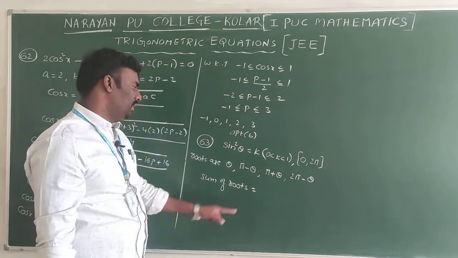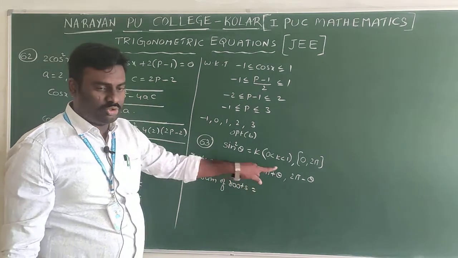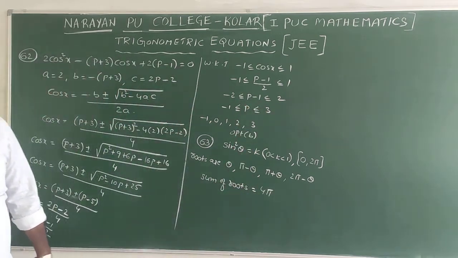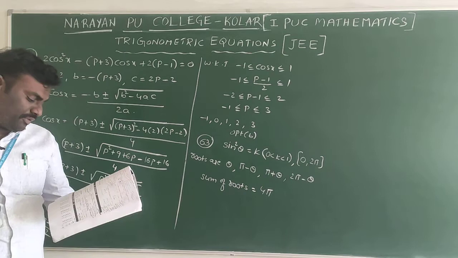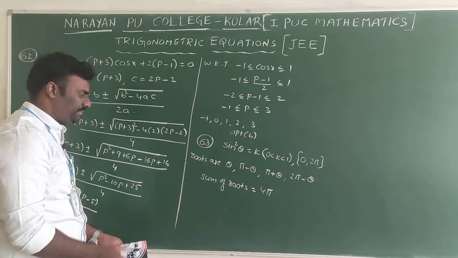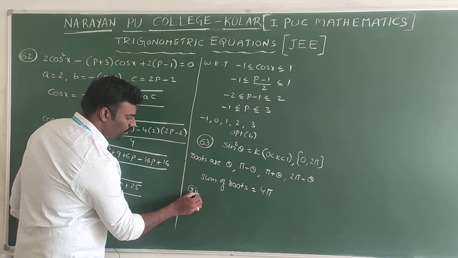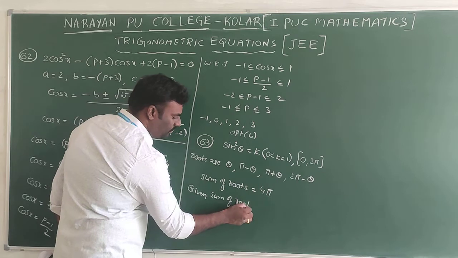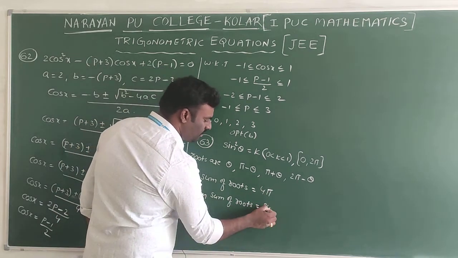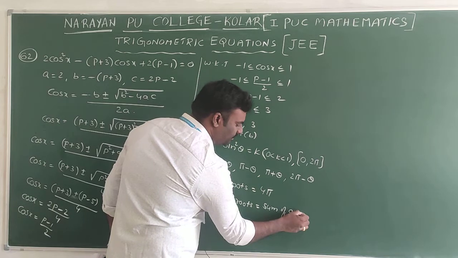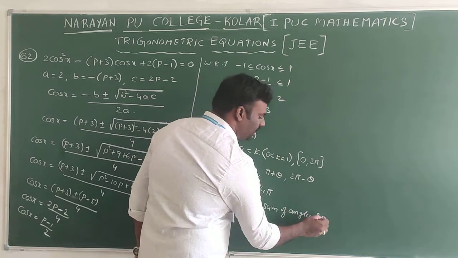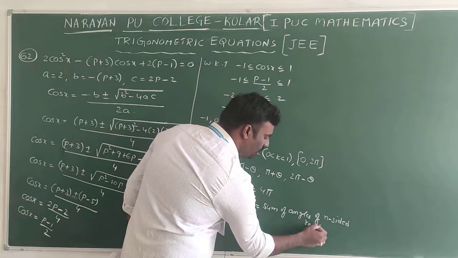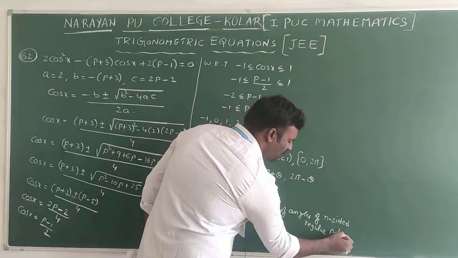Now here theta cancels, 2 pi, that is 4 pi. But in the question, the given condition is that the sum of roots is equal to the sum of angles of an n-sided regular polygon. You need to remember this formula.